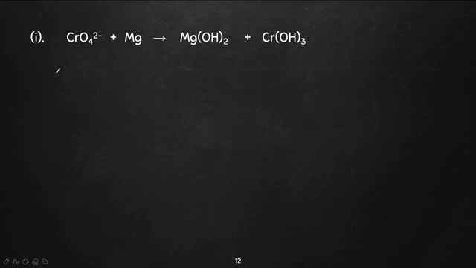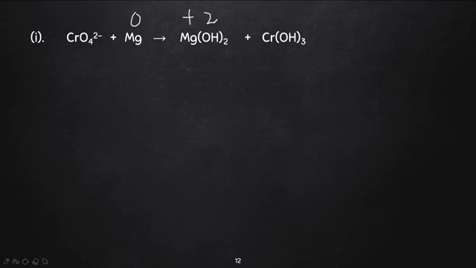Now in this example, we're asked to balance the equation of chromate ion with magnesium solid to give magnesium hydroxide and chromium 3 hydroxide. So this is the equation that we have to balance now. First of all, identify your oxidizing and reducing agent. The oxidation number of magnesium here is 0, and in magnesium hydroxide is +2. So the oxidation number of magnesium increased from 0 to +2. Hence, magnesium is the reducing agent, because oxidation occurs at magnesium.